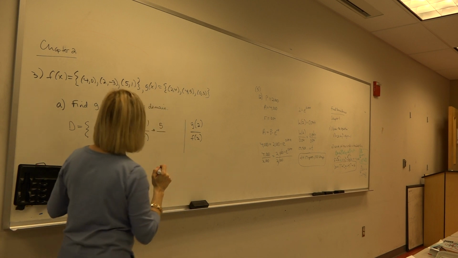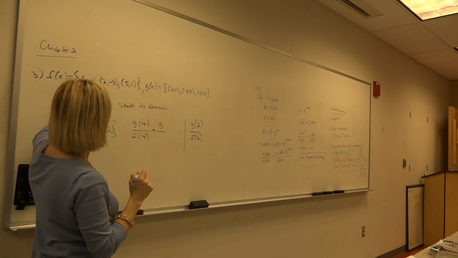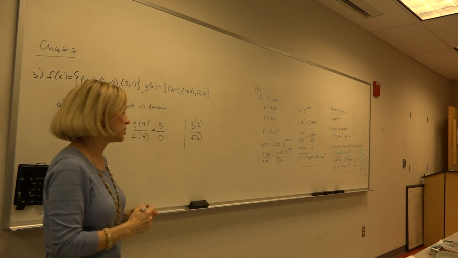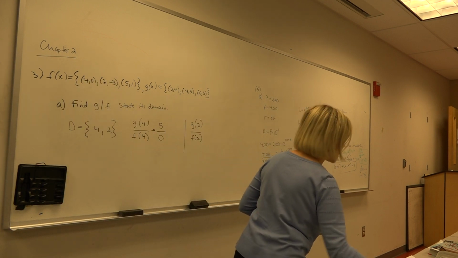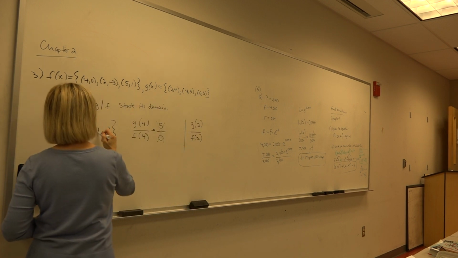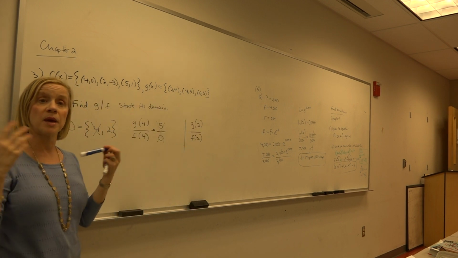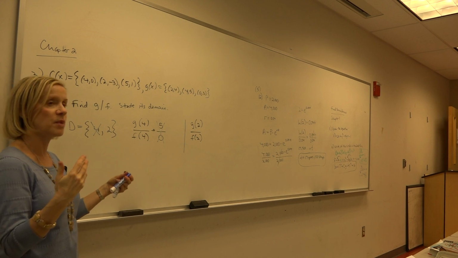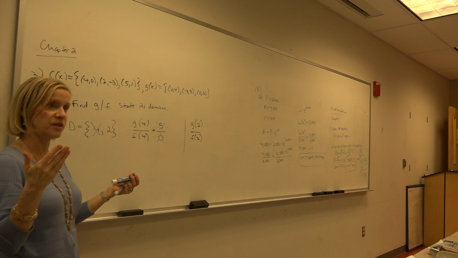In the f function, what is f of 4? 0. When x is 4, y is 0. Are we allowed to do 5 divided by 0? No, there you go. There's that tricky math teacher thing, right? So that is undefined, so we need to go back and throw 4 out of the domain. Remove 4 from the domain because we cannot do g of 4 divided by f of 4. That makes undefined, dividing by 0.